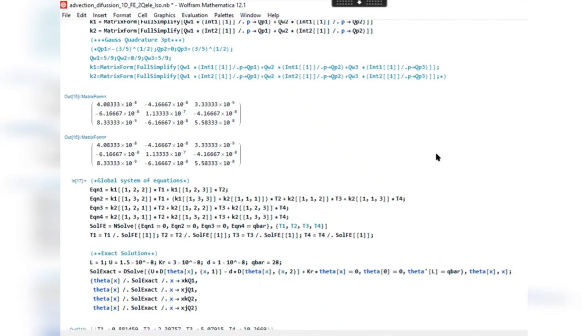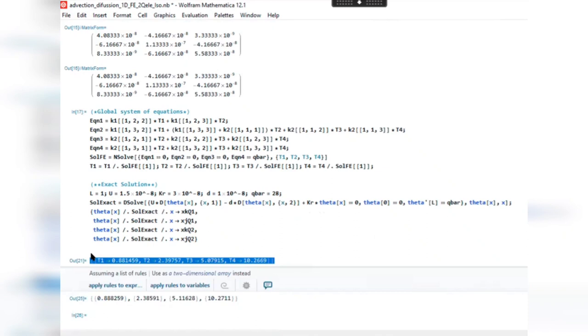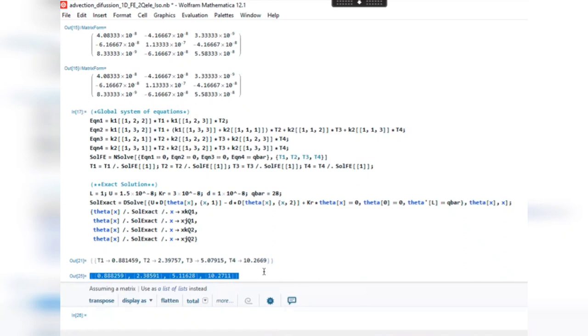And the results are here. So you can see now that the solution from finite element agrees much better with the evaluation of the exact solution at the nodes. All right?